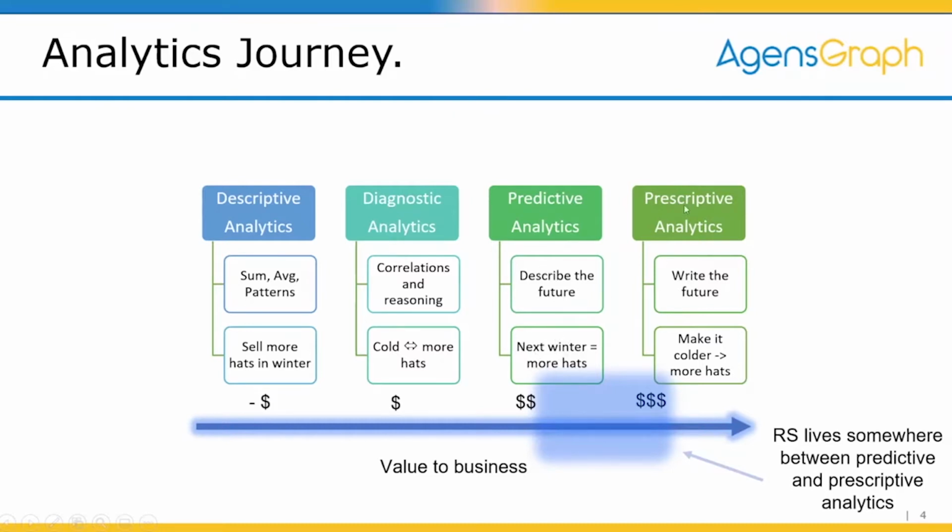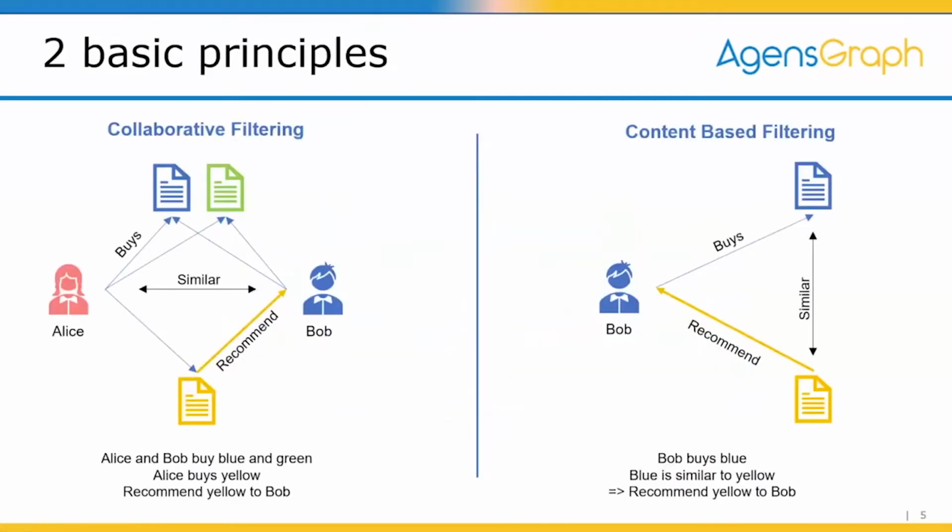And then prescriptive analysis is about writing the future. So if we could make it colder, my example immediately tumbles down, but it's the easiest I could come up with. If we could make it colder, then we would sell more hats. So this is what prescriptive analytics is. And with the right recommendation system, we can make people buy stuff, steer them towards stuff that they will inherently find interesting. And so how do we know what they're going to find interesting?